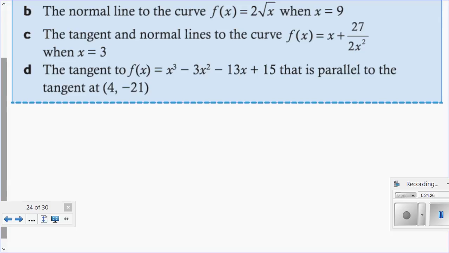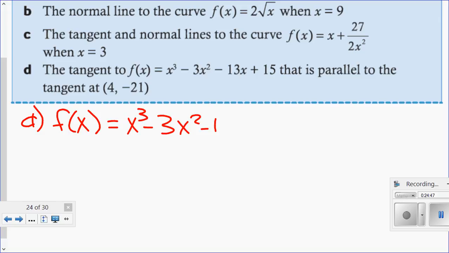Parallel to the tangent at 4, negative 21. All right? So first let's find the tangent at 4, negative 21, and then find the line that's parallel. Okay. So our function actually has a very easy derivative to take. Thankfully. So I can take the derivative right away.